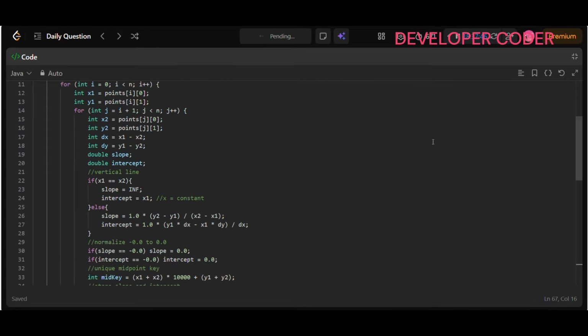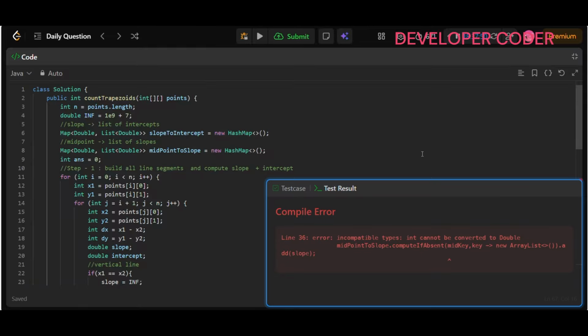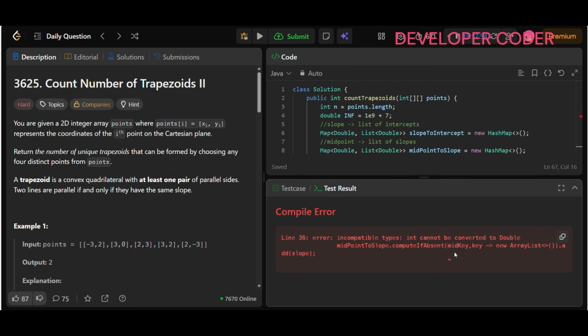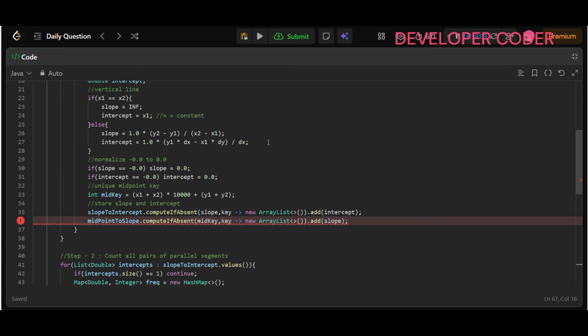Let's run it and see. There is some issue. Let's see what it is saying. Int cannot be converted to double. Okay, line number 36. Let's see line number 36. Here we are doing midpoint to slope dot compute if absent mid key and key new array list, and here I'm adding slope.